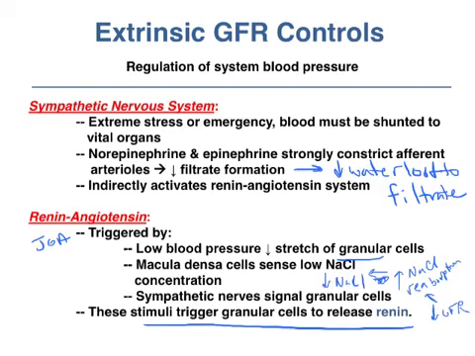So the granular cells, the macula densa cells, and sympathetic nerves can all trigger the release of renin. But when you have all of these activated, you get the strongest release of renin. Now let's move to the next slide and talk a little bit about what renin actually does.